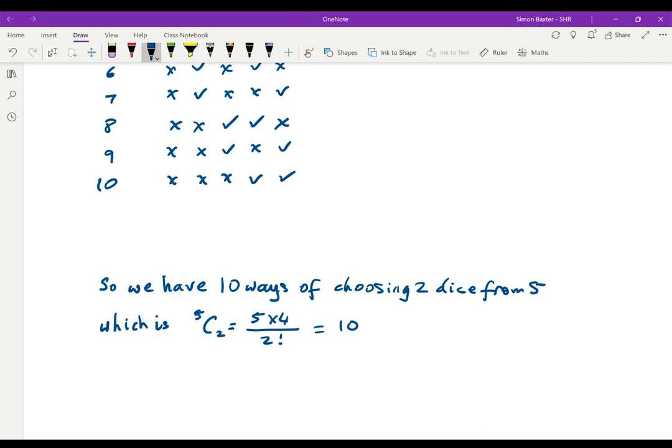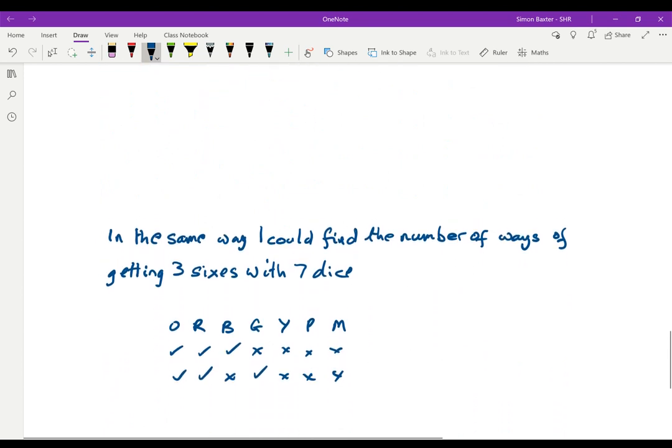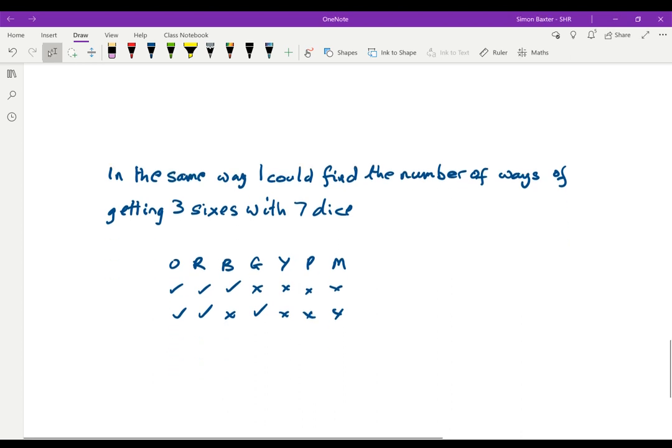I could use the same idea to find the number of ways of getting 3 6s with 7 dice. But this would get rather tedious if I went on trying to do this. I've started in a logical way. I could have all 3 6s first, or I could have 2 6s first and the third 6 there, and so on. But this is just the number of ways I can choose 3 dice from 7.